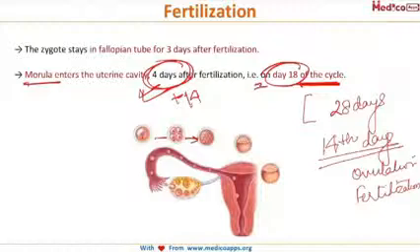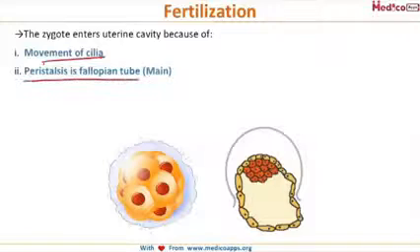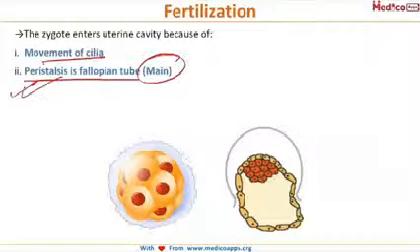Now, what helps in the movement of the zygote towards the uterine cavity? That is the movement of the cilia present in the fallopian tube as well as the peristalsis of the fallopian tubes. And among these, the peristalsis is the major factor. Now, here we have a clinical implication of this: in case of pelvic inflammatory disease, either due to tuberculosis or any other infection, when the cilia are damaged, then the movement of the zygote is hampered, and thus it leads to ectopic pregnancy. That is, the zygote gets implanted in the fallopian tube itself.